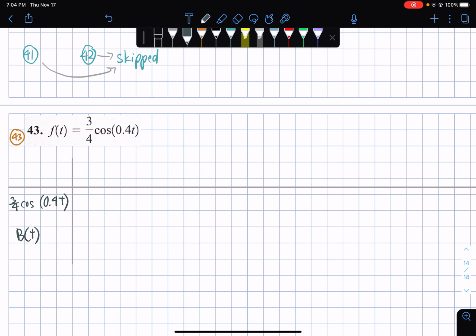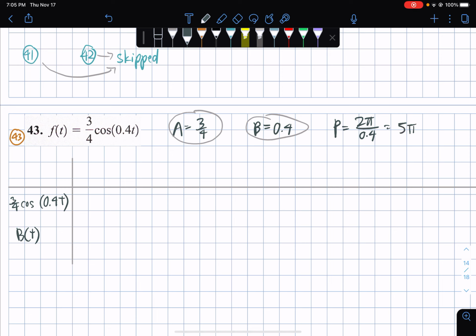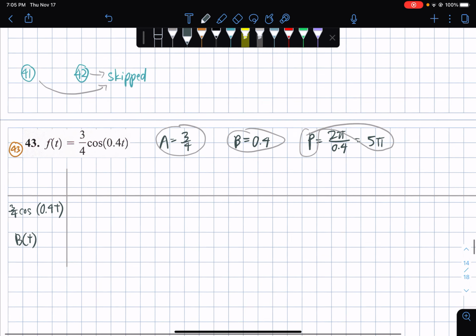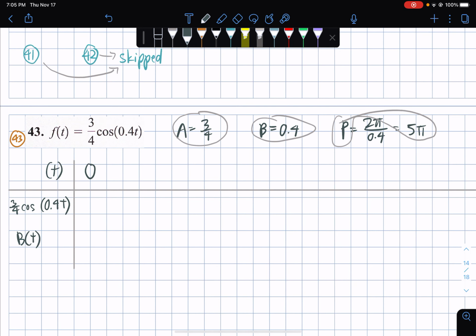So right now it's going to be quite more challenging. This time our amplitude is a fraction and our b variable is a decimal. So things are going to be a lot messier. P is equal to 2 pi divided by 0.4. Let's see what the answer is in the calculator. It's basically 5 pi. Okay, so far so good. Our t variables start from 0 all the way to 5 pi.